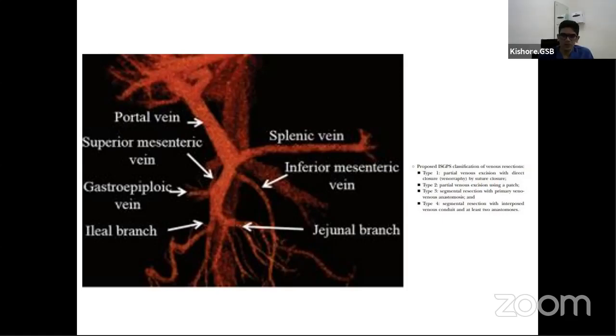I think one was already mentioned, extended Cattell-Braasch maneuver may actually reduce the gap a little bit. And the other things are ligating some tributaries might give you some length. But at the end of the day, if you feel that there is going to be tension in the anastomosis, it's better to put an interposition graft.